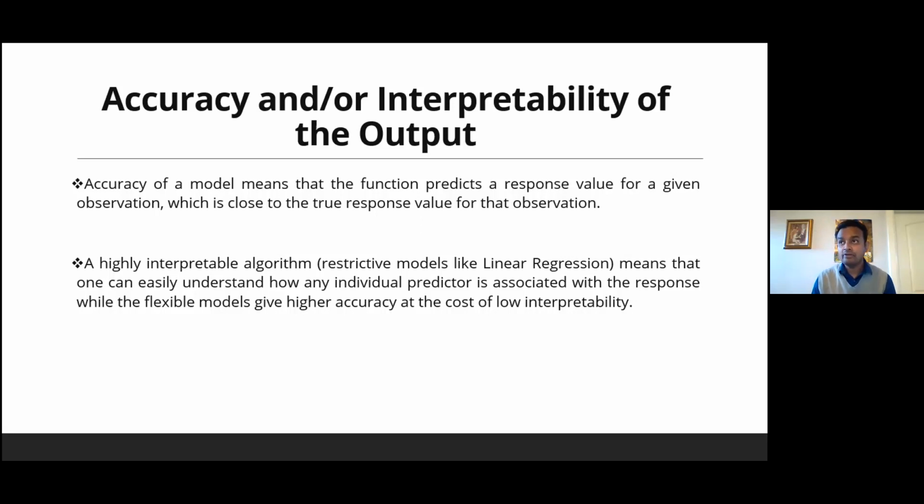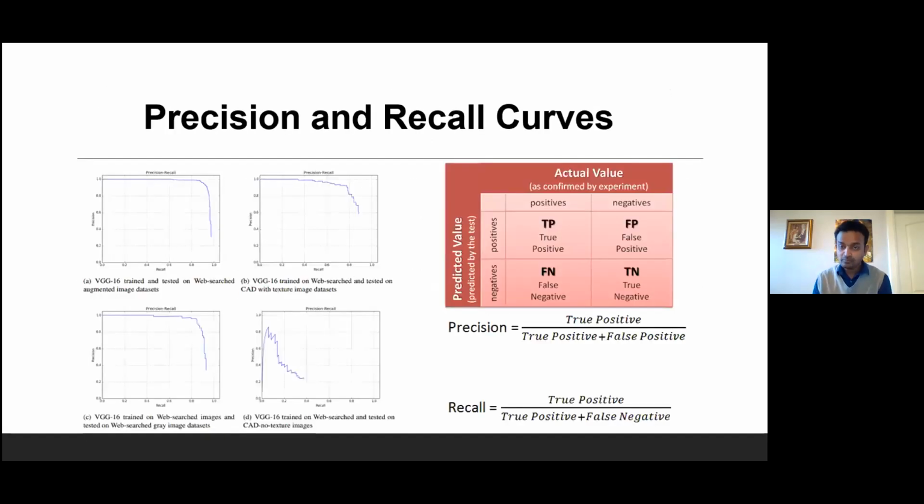And when you are checking your accuracy, select your metrics carefully. So in my case, I chose precision and recall curves. This is an object detection computer vision problem. In this precision and recall curve, what I was trying to understand was how many true positives there are out of all the detections, and how many true positives there are relative to true positives and false negatives. So you can see the equations.